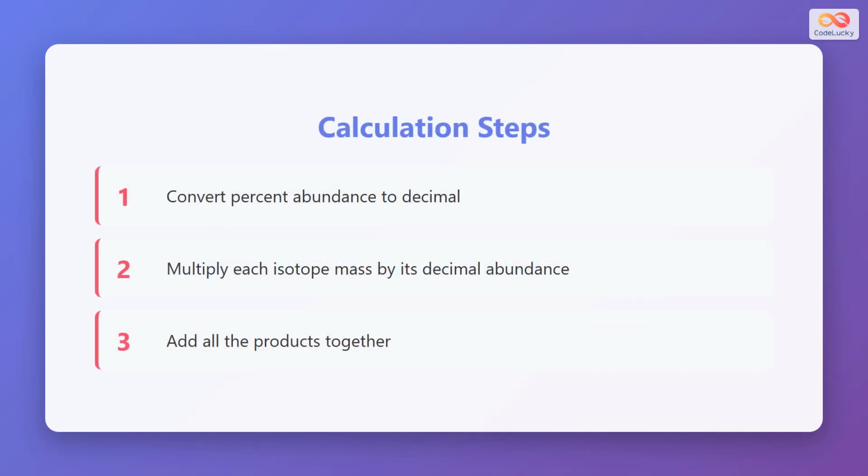To calculate average atomic mass, follow 3 simple steps. First, convert percent abundance to decimal form by dividing by 100. Second, multiply each isotope's mass by its decimal abundance. Third, add all these products together to get the final average atomic mass.